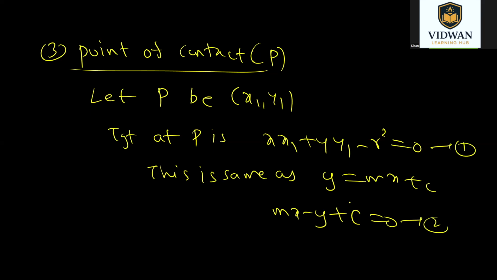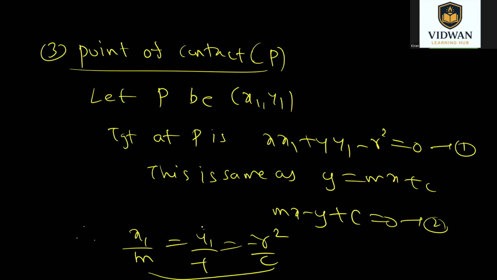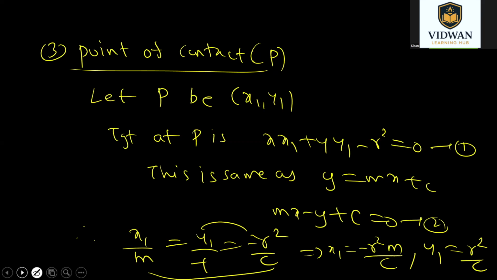And these two equations represent the same line, and one line cannot have two different equations. So therefore, whenever two equations correspond to same line, you can compare the like terms. Ratio of x coefficients is x1 by m equal to ratio of y coefficients is y1 by minus 1. Ratio of constants is minus r square by c. And equate these two, you'll get x1 and y1. So from here, you can say x1 is minus r square m by c. This is x coordinate of point of contact. And equating this, y1 is r square by c. This is the y coordinate of point of contact. So point of contact is minus r square m by c comma r square by c.